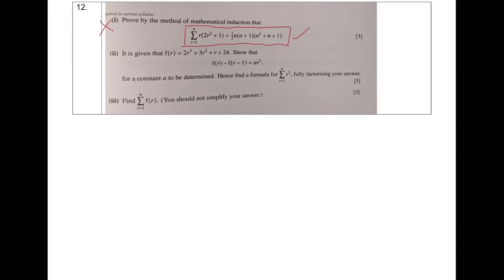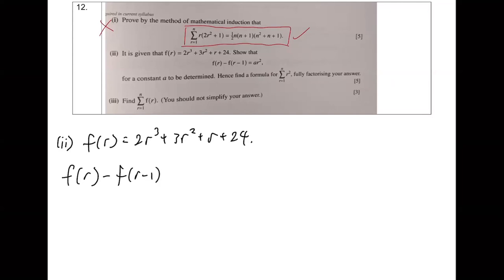Now, part 2. It is given that f(r) equals 2r cubed plus 3r squared plus r plus 24. Show that f(r) minus f(r minus 1) equals a r squared for a constant a to be determined. Hence, find a formula for the summation of r squared, fully factorizing your answer. So for part 2, we have f(r) equal to the following. Then you want to show that f(r) minus f(r minus 1) equals a r squared. I think it's easier to work from the left-hand side, so let's just do that.